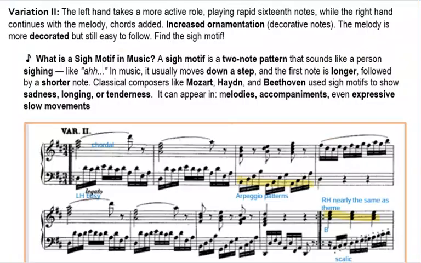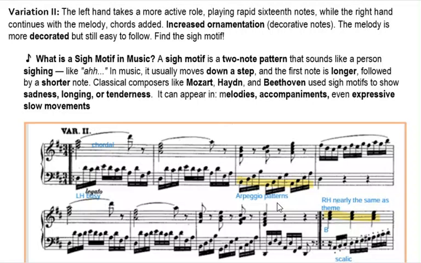the theme. In variation 2, we will see a lot of chordal structure. Now the left hand becomes quite busy. Arpeggio patterns we will see there. And then we will hear a sigh motive. A sigh motive was used by classical composers like Mozart and Haydn and Beethoven. They loved using sigh motives to show sadness, longing, or tenderness. And it's a 2-note pattern that sounds like a person sighing. I'm going to show it to you just now.